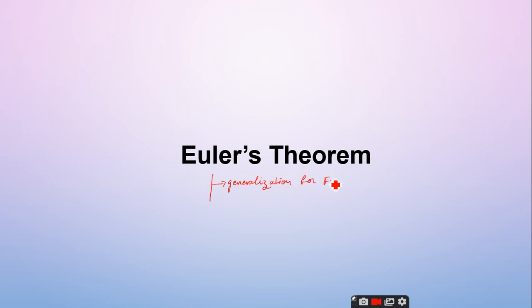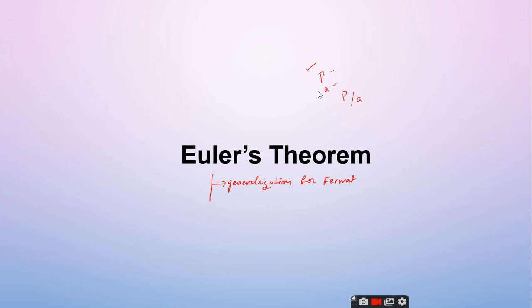Generalization for Fermat. In Fermat's theorem we have some restrictions: p should be prime and a is an integer, and p should not be divisible by a. All these restrictions are there. But Euler's theorem gives a generalized version, right? The modulus in Fermat's theorem is the prime p, while the modulus in Euler's theorem is an integer. This is the difference between Fermat's theorem and Euler's theorem.